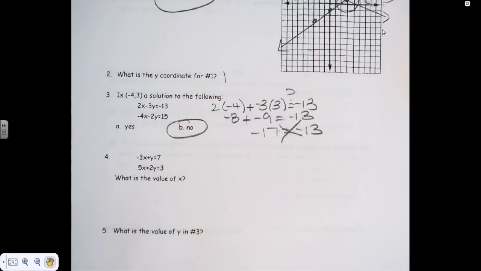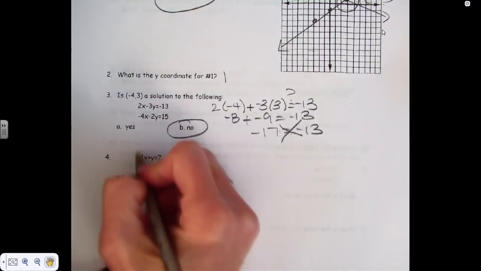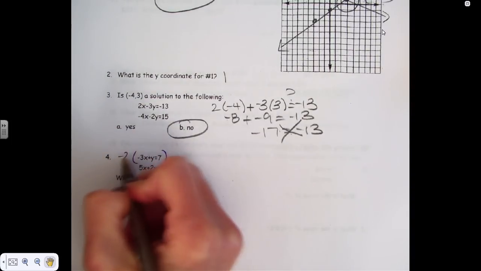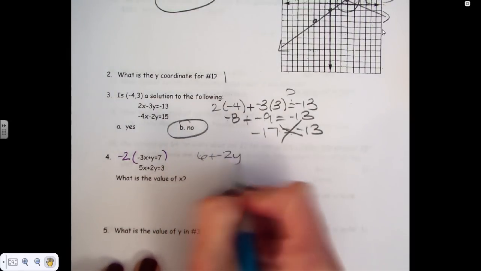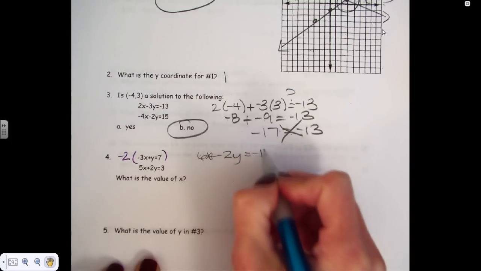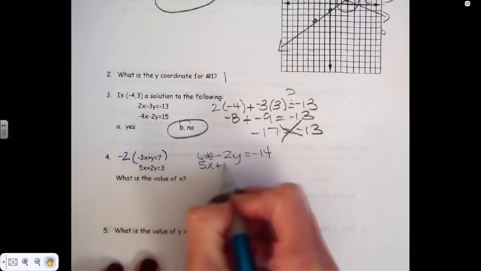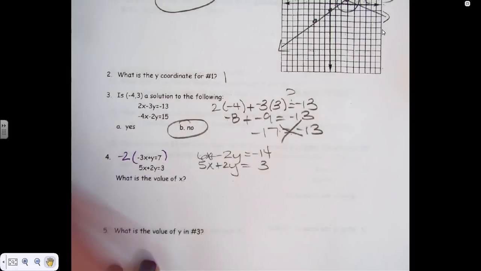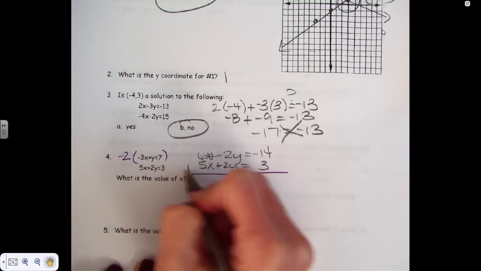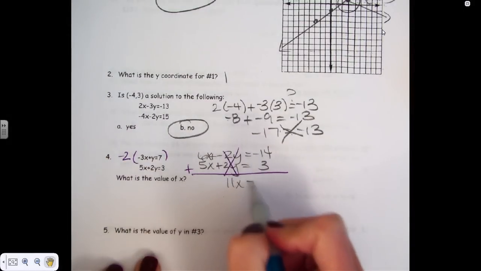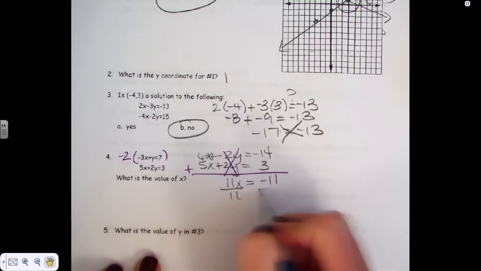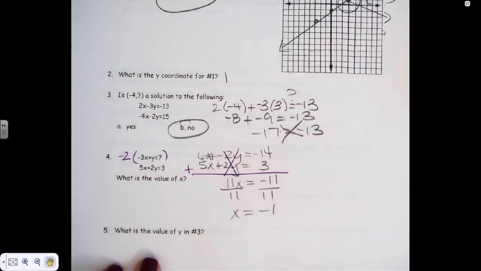Number 4 is asking for you to solve that system. I'm going to use elimination with multiplication, and I'm going to multiply the first equation by a negative 2. So when I distribute, I get 6x plus negative 2y is equal to negative 14. Bring over my next equation. Now, I've got a negative 2y and a positive 2y. I can add them. That goes away. 6 and 5 is 11x is equal to negative 11. Divide by 11. So x is negative 1, which was the question that was asking.